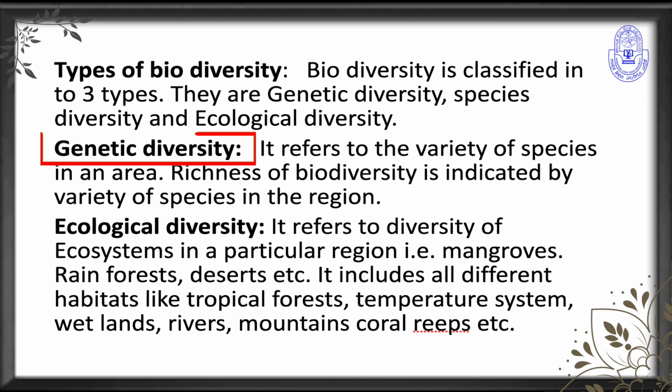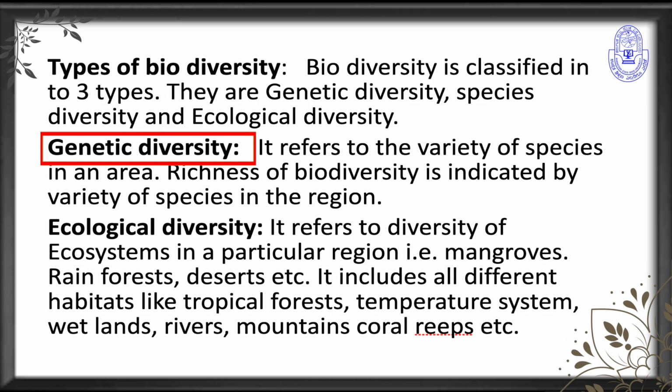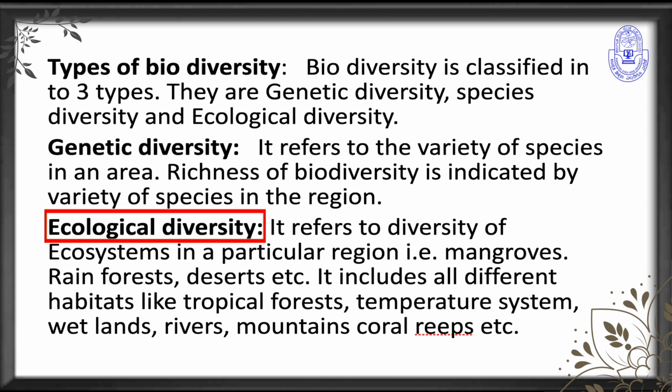First one is species diversity. It refers to the variety of species in an area. Richness of biodiversity is indicated by the variety of species in the region. Ecological diversity refers to the diversity of ecosystems in a particular region, that is mangroves, rainforests, deserts, etc. It includes all different habitats like tropical forest, temperate forest, wetland, rivers, mountains, coral reefs, etc.